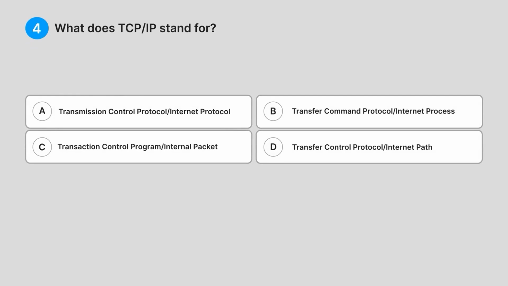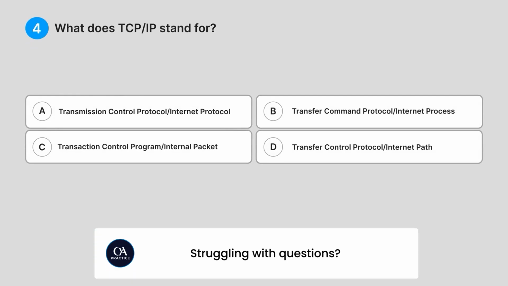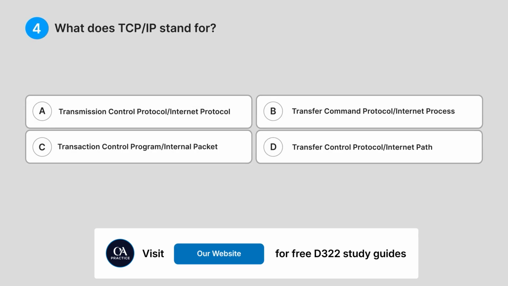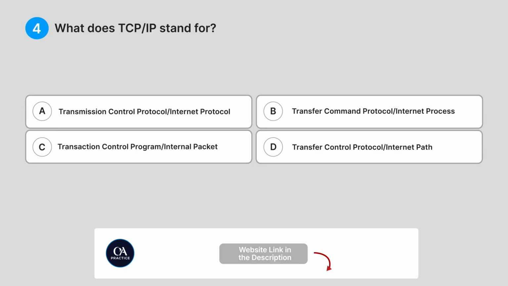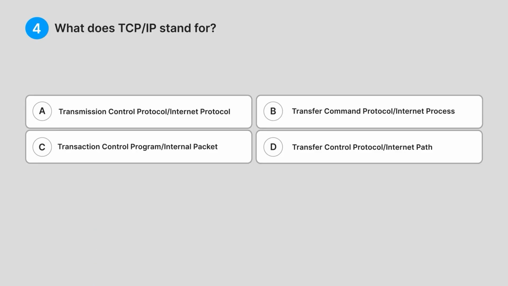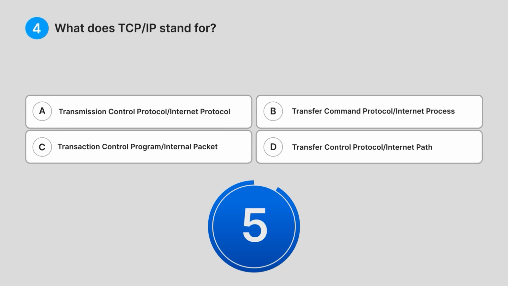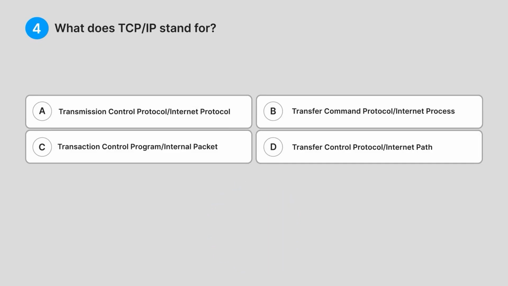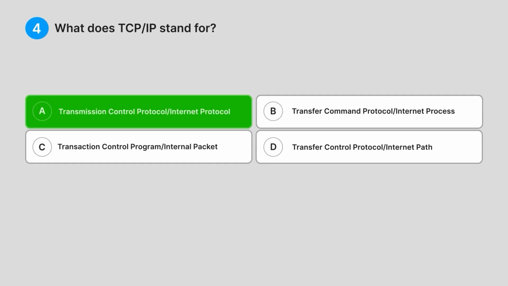4. What does TCP/IP stand for? A. Transmission Control Protocol Internet Protocol. B. Transfer Command Protocol Internet Process. C. Transaction Control Program Internal Packet. D. Transfer Control Protocol Internet Path. What do you think is the answer? Correct answer, A. Transmission Control Protocol Internet Protocol.